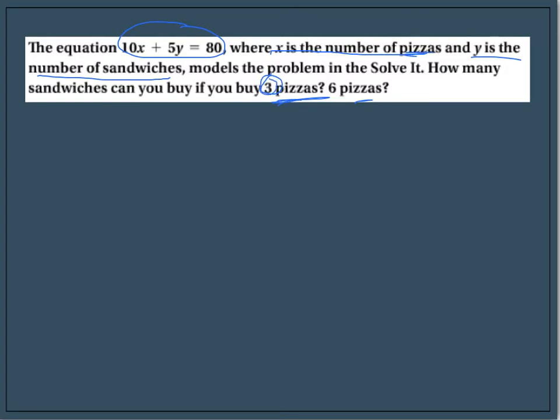Well, I know that pizzas is my x. So I'm going to go back and put 10 times 3 plus 5y equals 80, because I want to figure out what y is, so how many sandwiches I have. 10 times 3 would give me 30 plus 5y equals 80. Subtract 30 from both sides. 5y is equal to 50. Divide by 5, and I get y is equal to 10. But since this is a literal equation, I have to represent what 10 means. So I would say 10, and then I would write sandwiches.